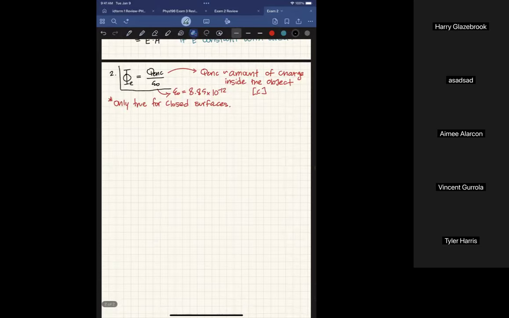So these are our two equations for electric flux. I'm going to write them again down here as a summary just because they're so important. So we have electric flux equals the integral of E dot dA. And when we have a constant electric field, we can just say that that's E dot A. Another form of electric flux is the charge enclosed by a closed surface over epsilon naught.